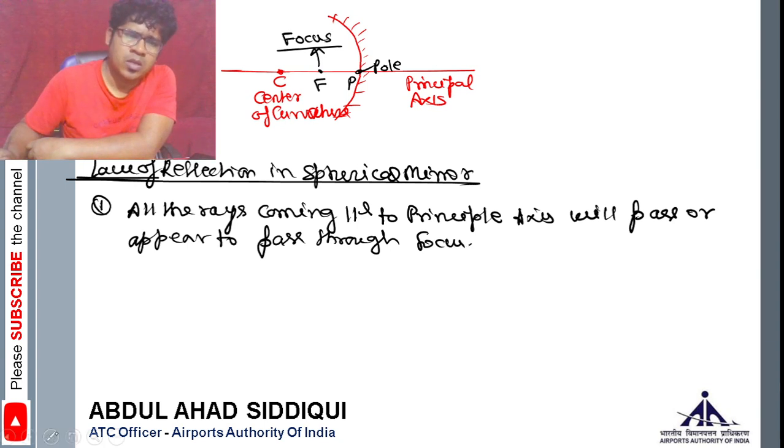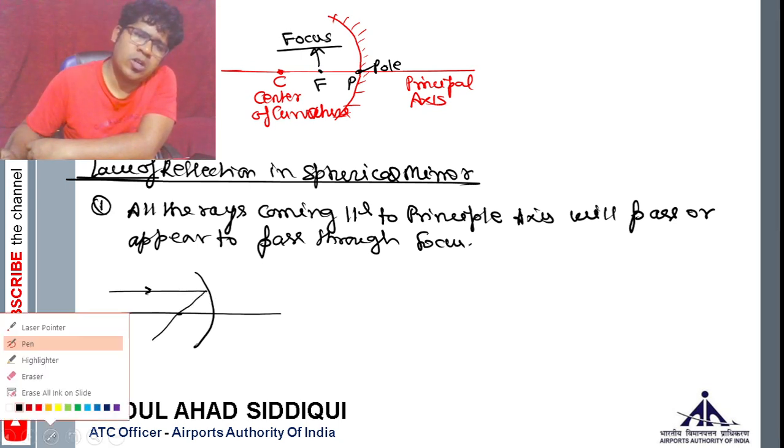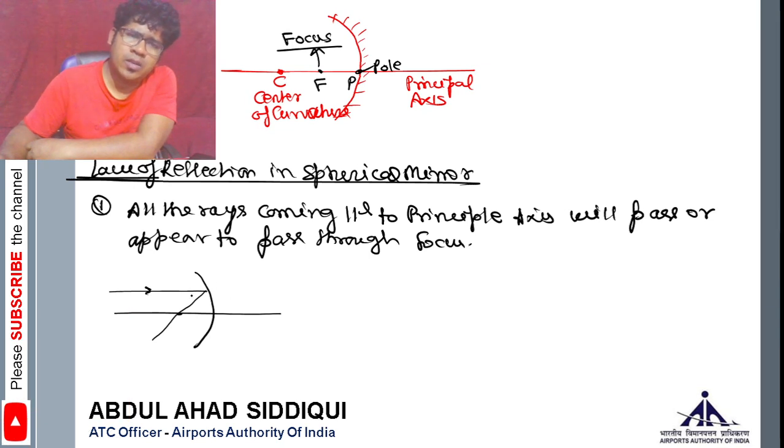See, let's say this is the mirror, this is the axis, and a ray of light is coming this way. After reflection, it will pass through the focus this way. Actually, here also the laws of reflection are followed. Let's say this is the center, so this will be the normal. The angle of incidence will be equal to the angle of reflection.